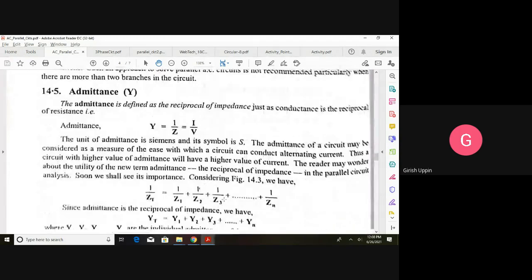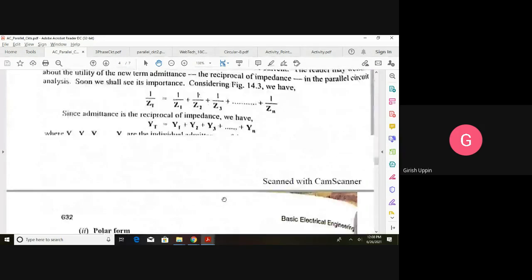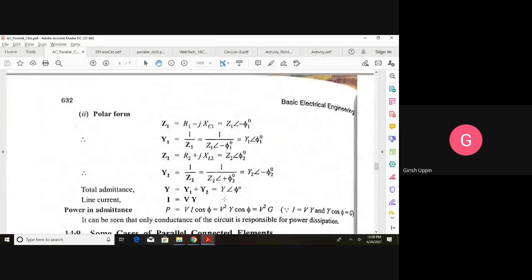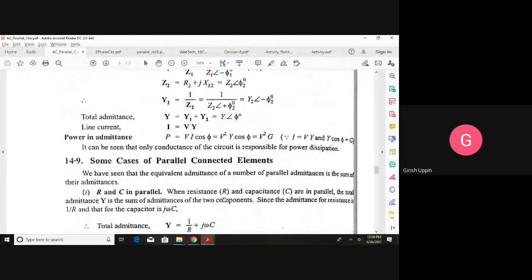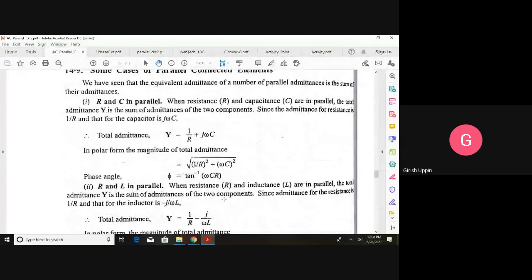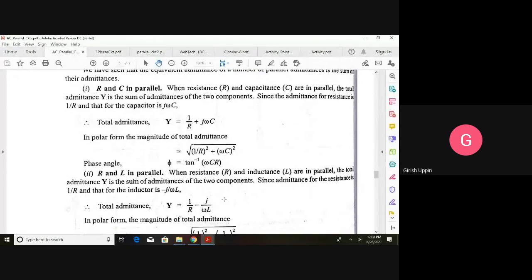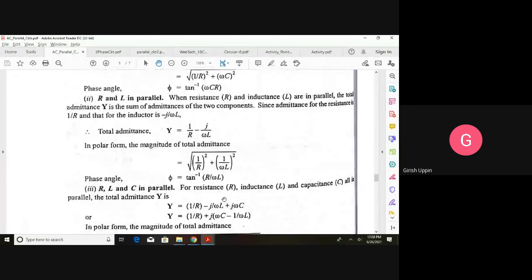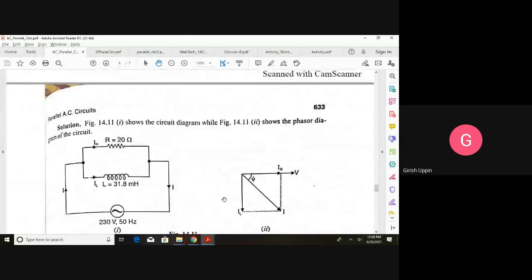These formulas can be used. Admittance method, let us not confuse. The first three methods are good enough to solve any kind of problem. Let us try to solve some problems.